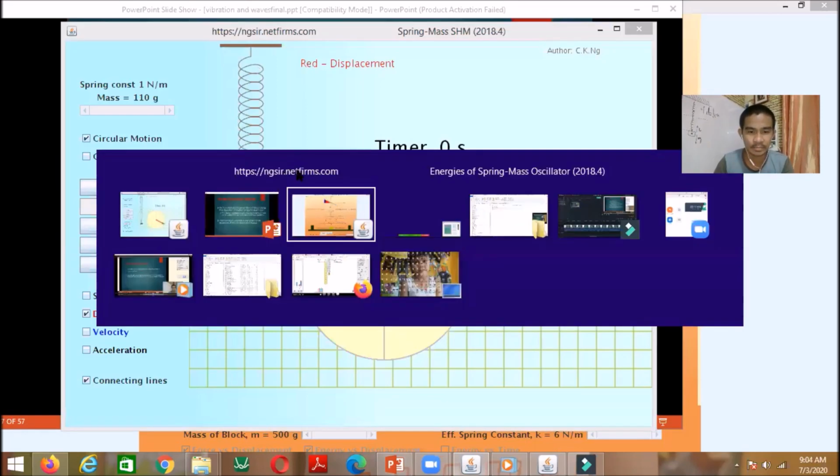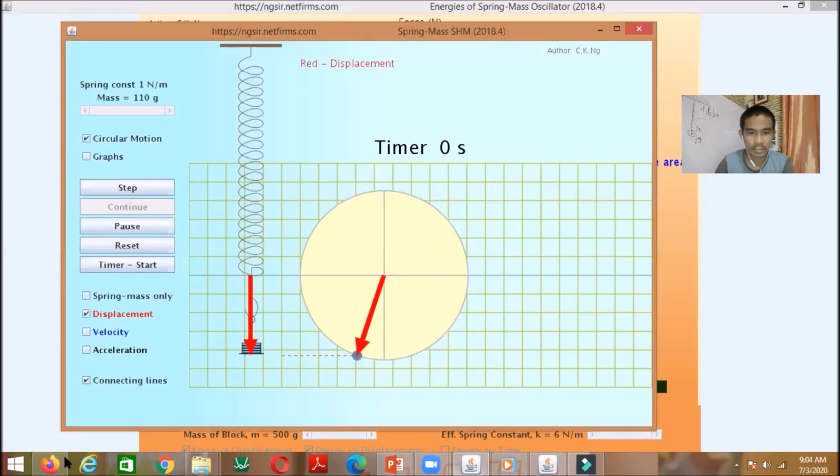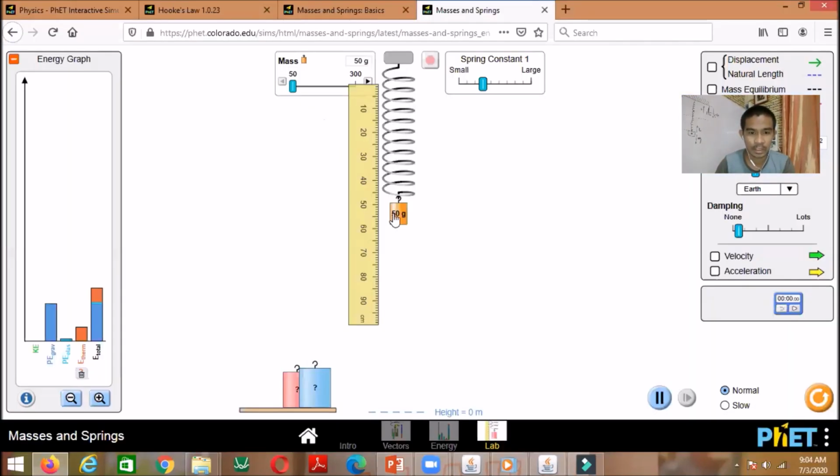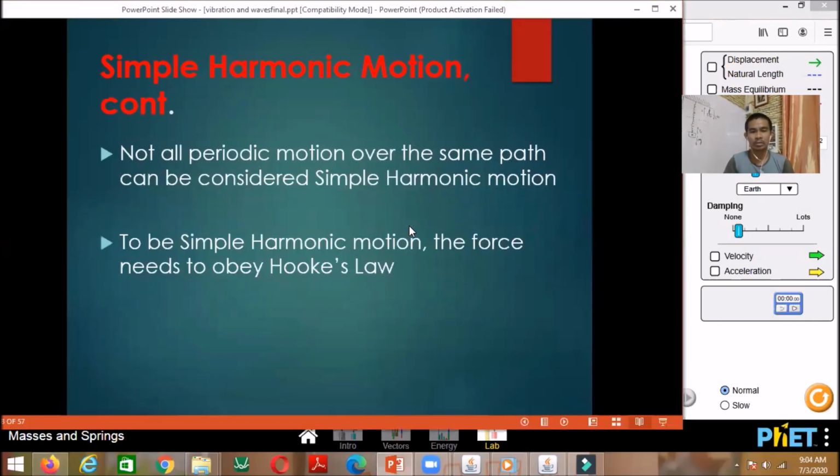The spring system, this one is also in simple harmonic motion. Also this one is in simple harmonic motion. So these are examples of simple harmonic motion. But not all periodic motion over the same path can be considered simple harmonic motion. To be simple harmonic motion, the force needs to obey Hooke's law.